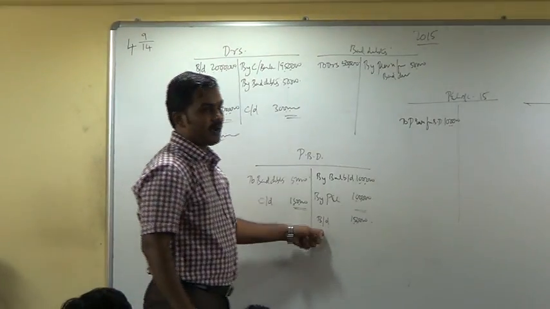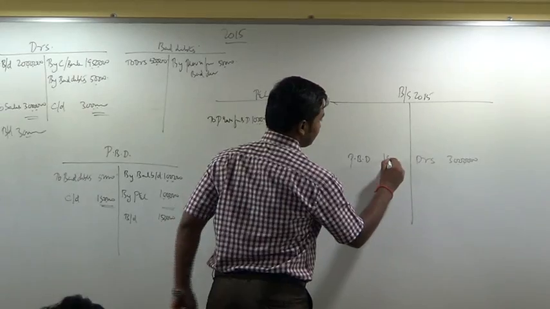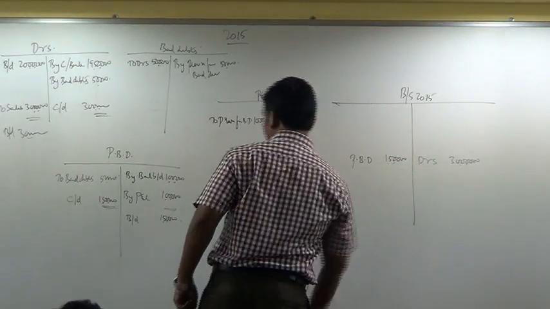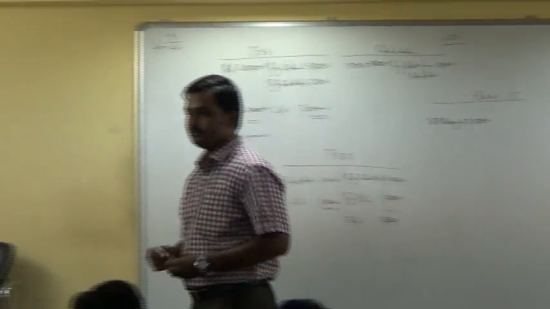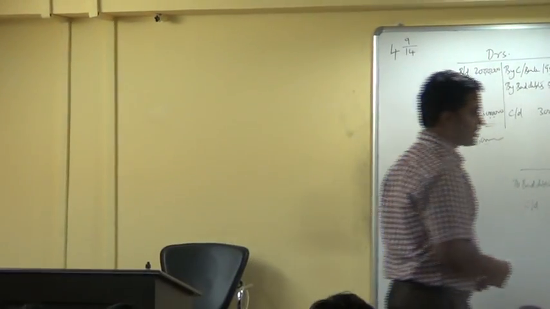So now provision for bad debts. Where will you show this balance? Balance sheet, liabilities account. Did you understand the logic? Now the story continues in 2016.